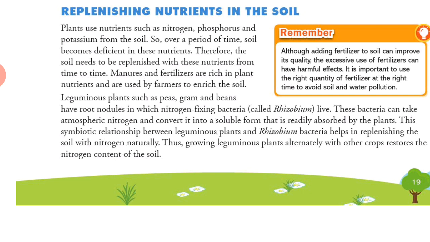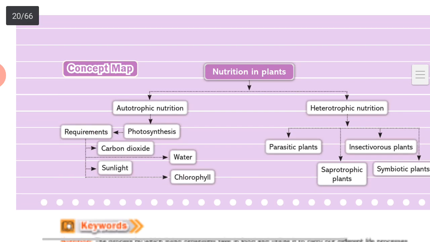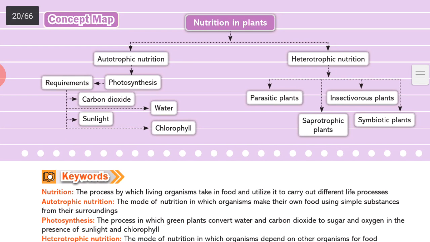As I discussed with you a moment ago, plants as well as human beings cannot directly absorb nitrogen from the atmosphere. It is first converted into soluble form by the rhizobium bacteria, then plants utilize this, and then human beings also utilize the nitrogen in the same form. Got it, dear students? So this is the concept mapping.